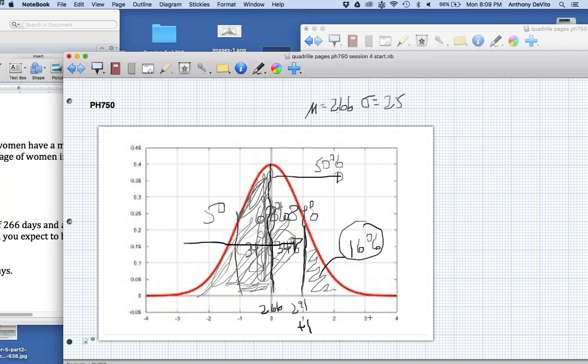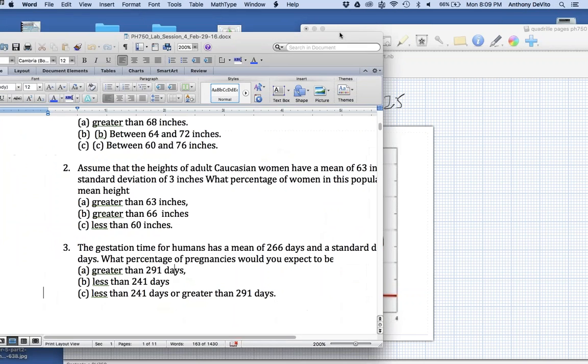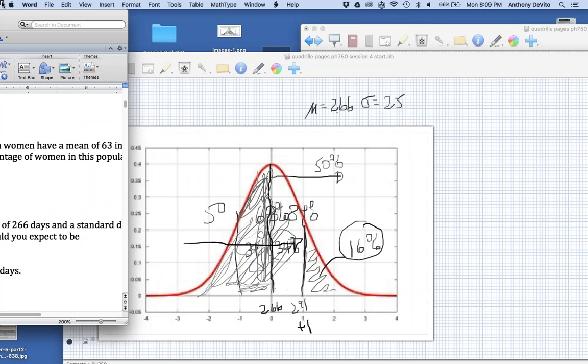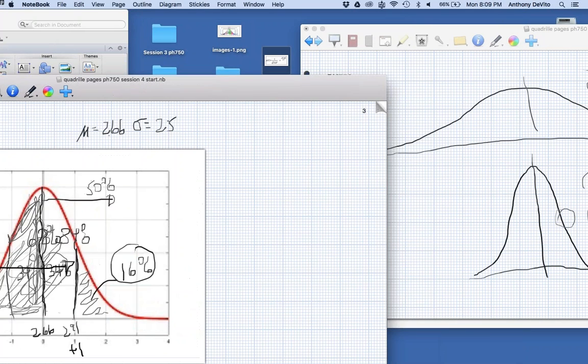Okay? All right, we're rushing through this a little bit, but it's pretty straightforward. Okay, less than 241 days. Let's take a look at less. I'm going to redraw this because I made such a mess of it.